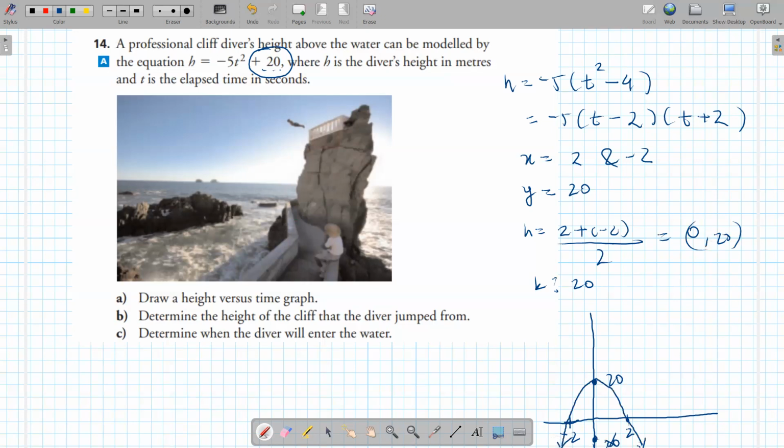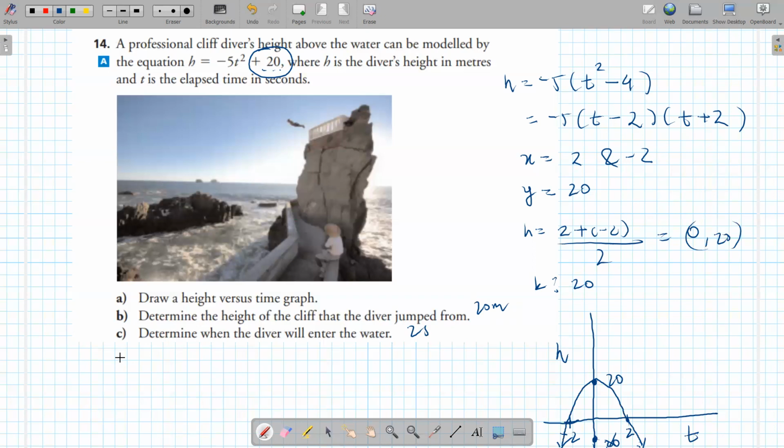Now we can answer the questions. Question A, draw a height versus time graph. So on the y-axis we have height, on the x-axis we have time. That's the answer to part A. B, determine the height of the cliff that the diver jumped from. What's the answer to that? 20. 20 meters, easy. Determine when the diver will enter the water. The height will be 0 when he enters the water, and that is, yeah, 2 seconds.